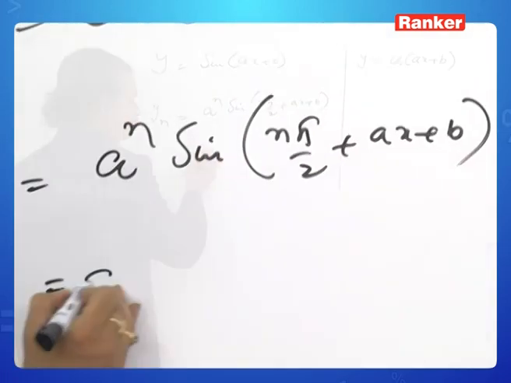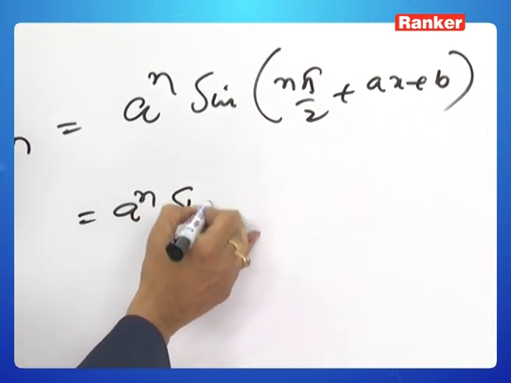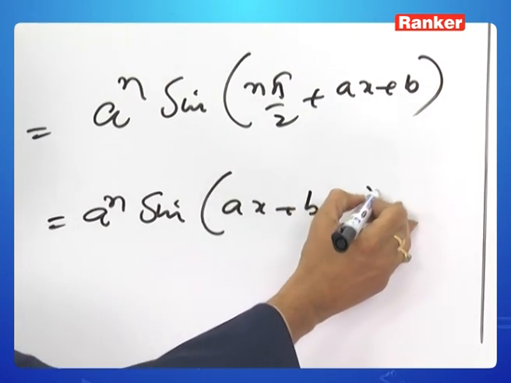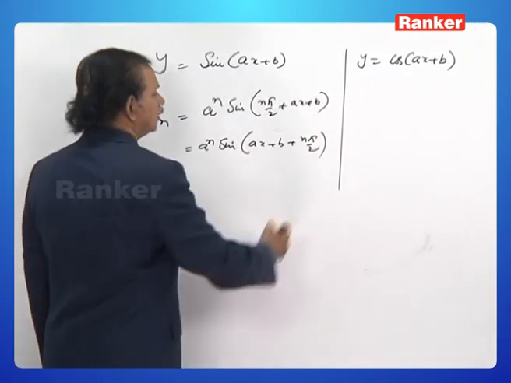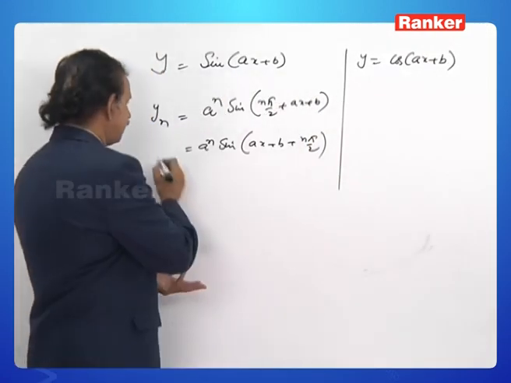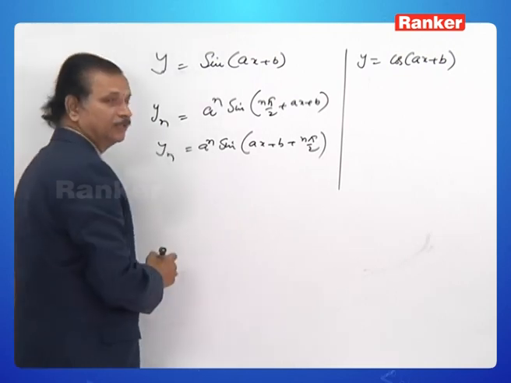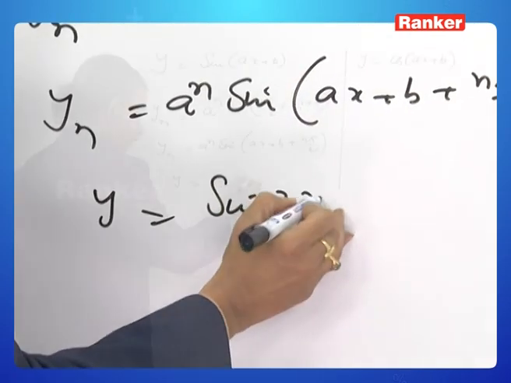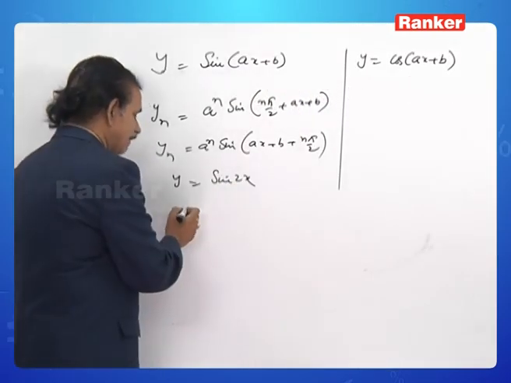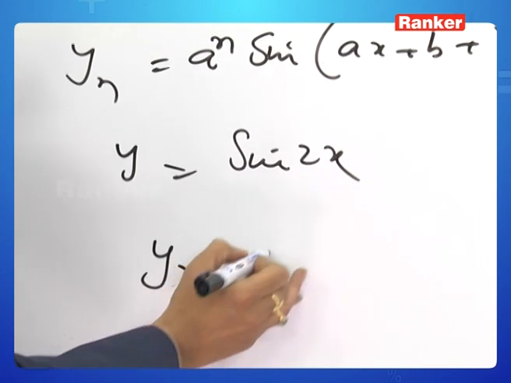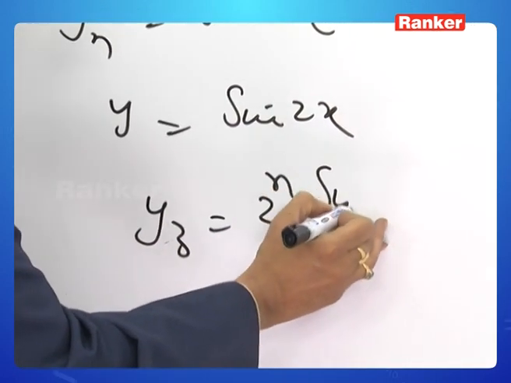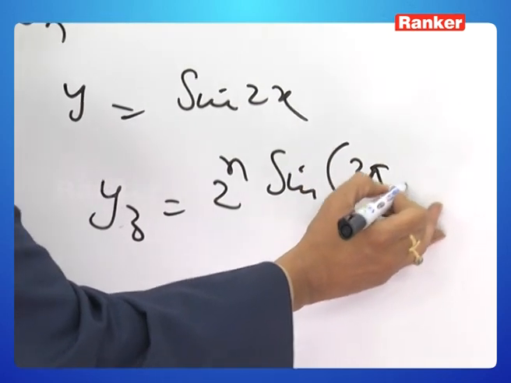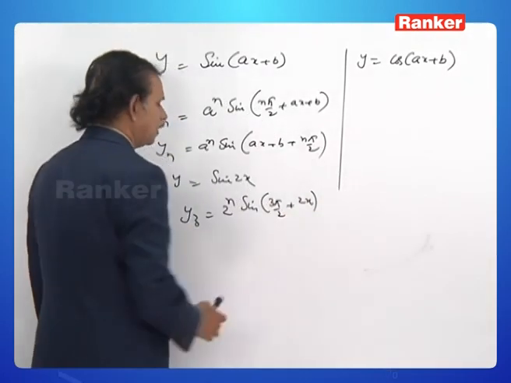And so many lecturers and students like to take this as ax plus b plus n pi by 2. Whatever it might be, both are the same. This is yn. Suppose I have y is equal to sine 2x and I would like to have the third derivative. y3 is equal to 2 power 3 into sine of 3 pi by 2 plus 2x, isn't it?